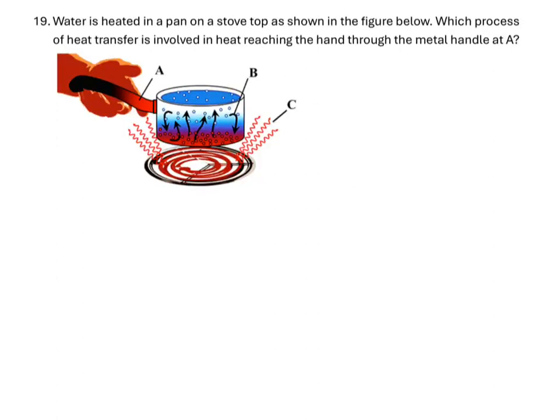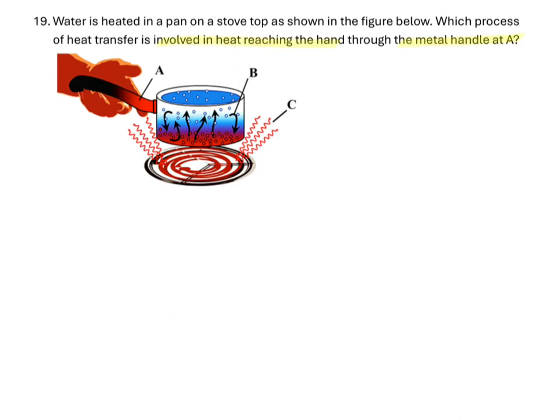In this video, we are going to solve some problems based on thermal energy. Water is heated in a pan on a stove top as shown in the figure below. Which process of heat transfer is involved in heat reaching the hand through the metal handle at A?